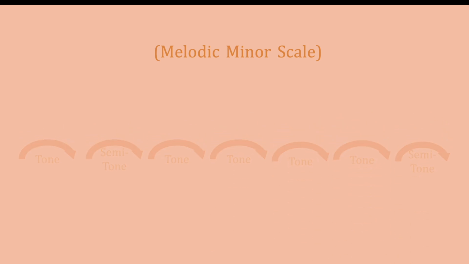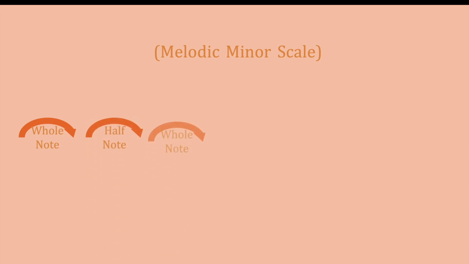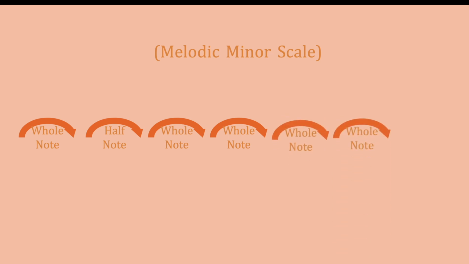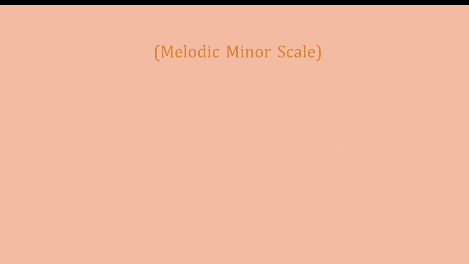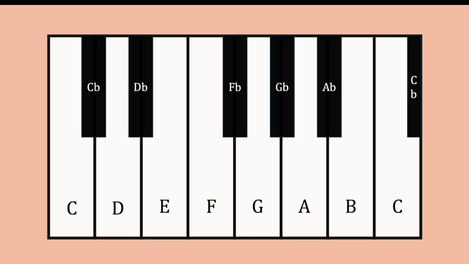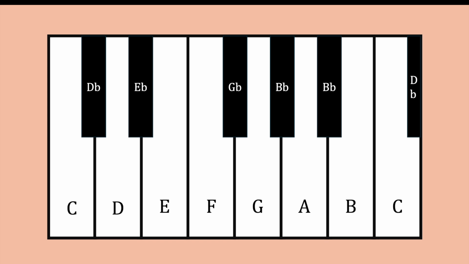If you're working it out through whole notes and half notes, the minor scale pattern would be whole note, half note, whole note, whole note, whole note, whole note, and finally a half note. Since we use the C major scale to identify how to create a major scale, it would be easiest to use the C minor scale when discussing the minor scales. So, for C minor, it would be C, D, E flat, F, G, A, B, and back to C.